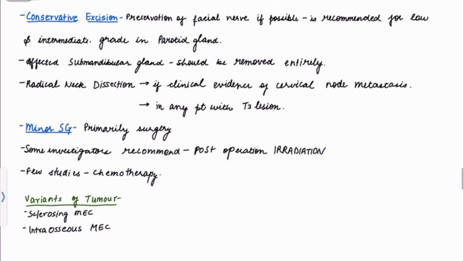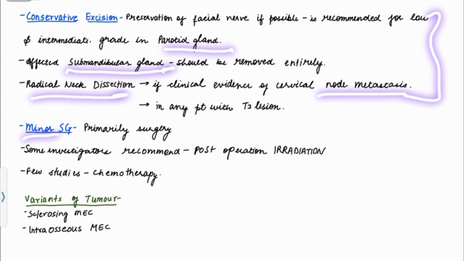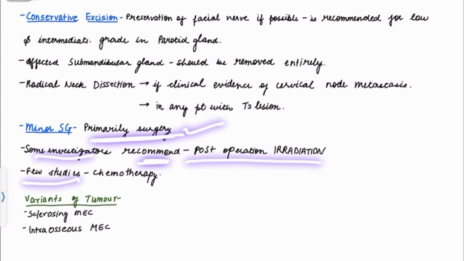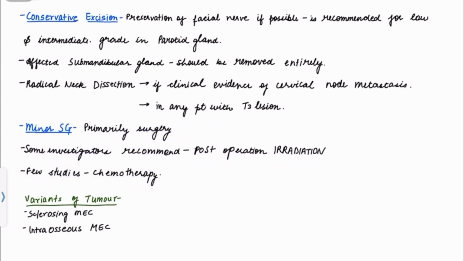So this was for the major salivary glands, that is the parotid gland and the submandibular gland, and if there is metastasis, then we will go for radical neck dissection. Now for the minor salivary gland, primarily surgery is the option, but some investigators have recommended post-operative irradiation and a few studies recommend chemotherapy. Two variants of this tumor are sclerosing mucoepidermoid carcinoma and intraosseous mucoepidermoid carcinoma.